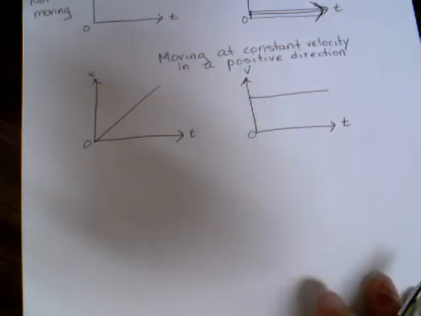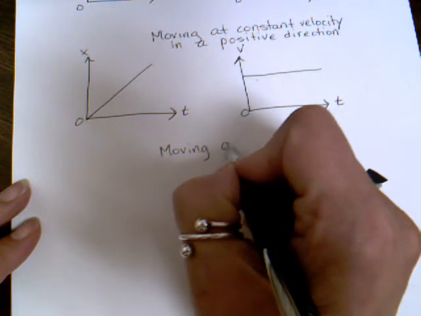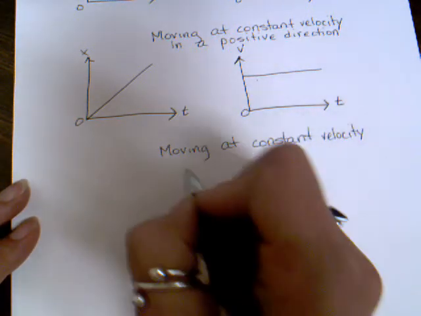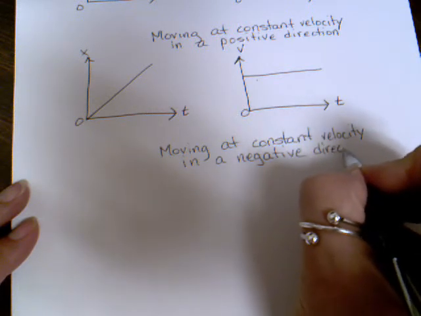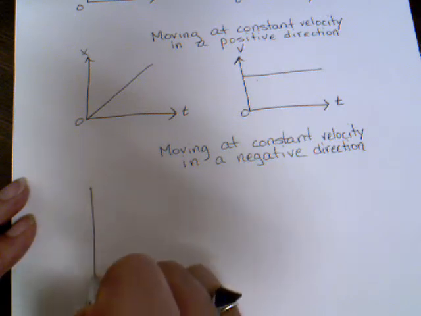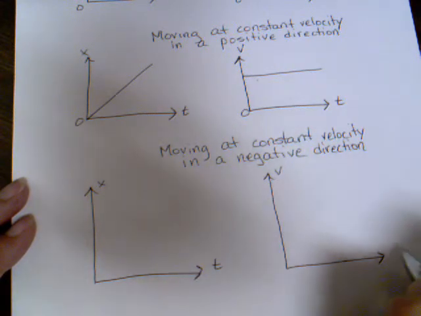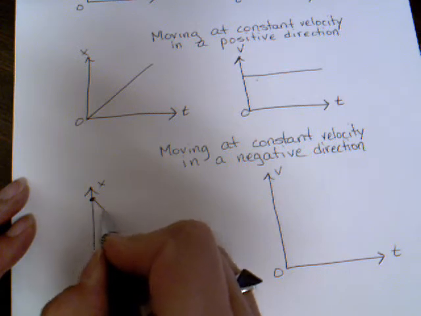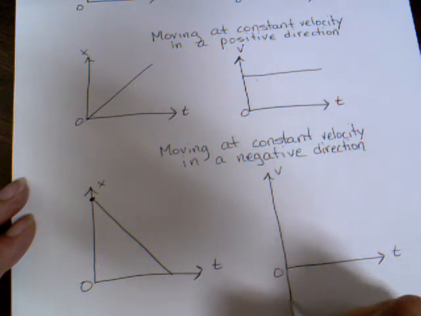The next set of graphs, moving at constant velocity in a negative direction. So your position time graph is going to start here and go downward. Your velocity time graph, we're going to need to extend this below the t line, because it's going to be a straight line below t.